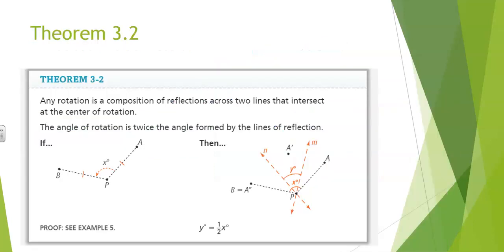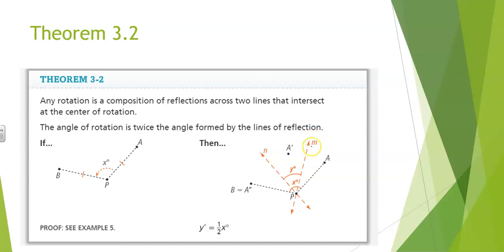This is something interesting that comes out of analyzing rotations a little bit. The first time you look at it, it looks a little odd, like what in the world are they talking about? But once you've done it a few times, it makes more sense. Any rotation, any one at all, is actually a composition of reflections across two lines. So I'm reflecting twice across two lines, but the two lines have to intersect at the center of rotation.